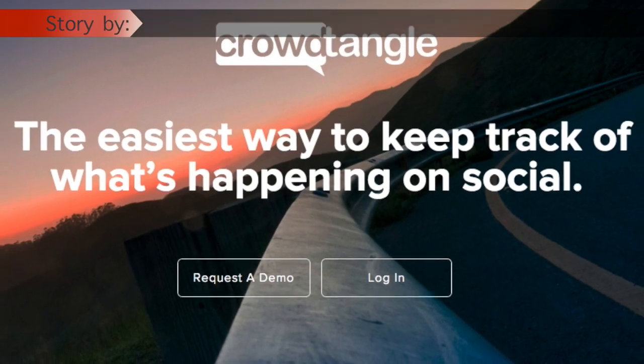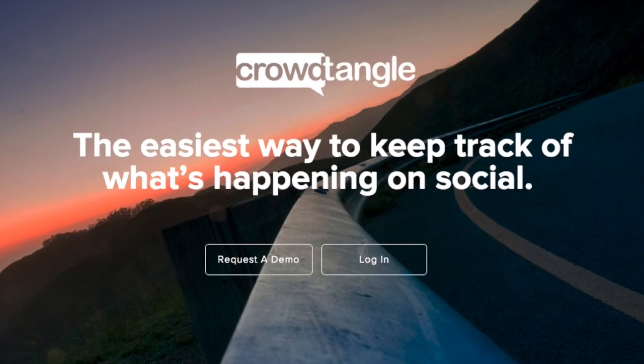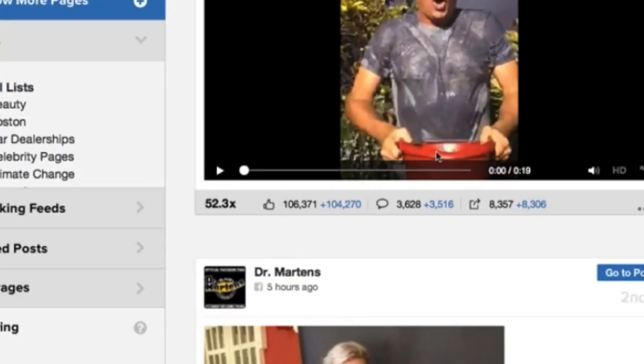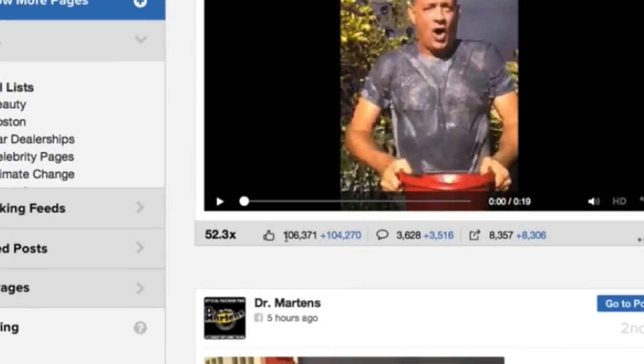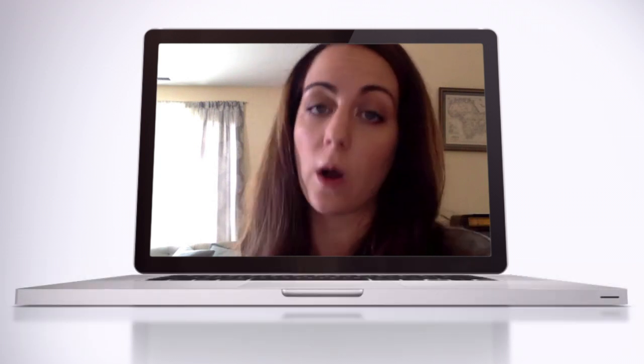CrowdTangle wants to help newsrooms find what content is popular across social media. It does this by setting a benchmark for certain topics. It then tracks if a specific story is getting higher engagement than normal. So if you look at the overperforming content, a lot of times that's really highly engaging or good quality content.